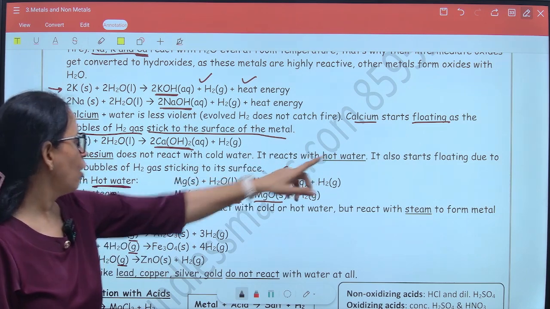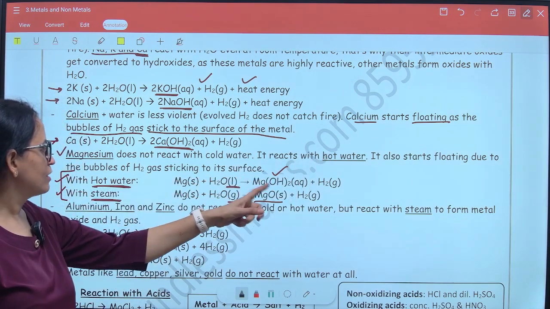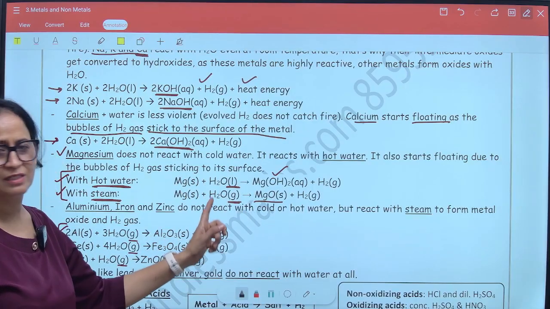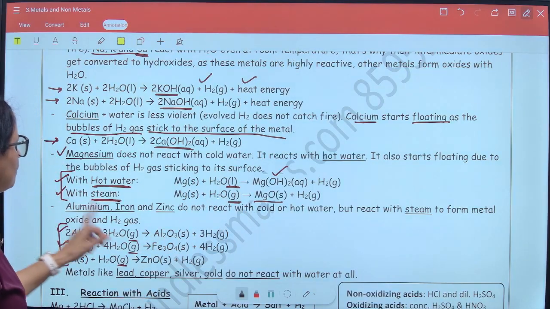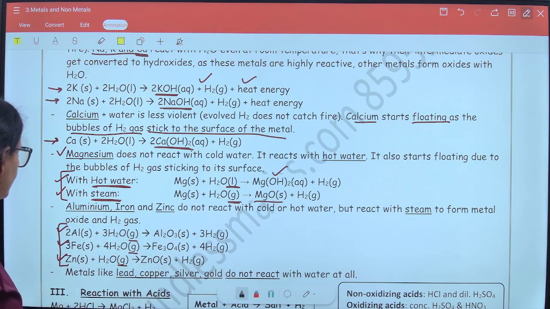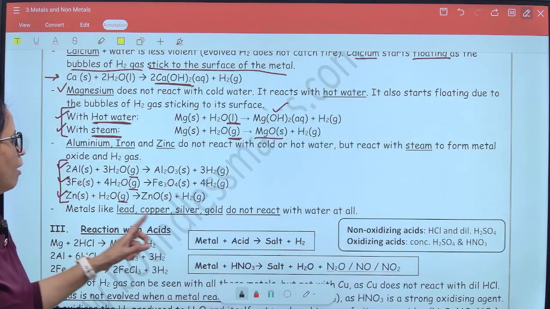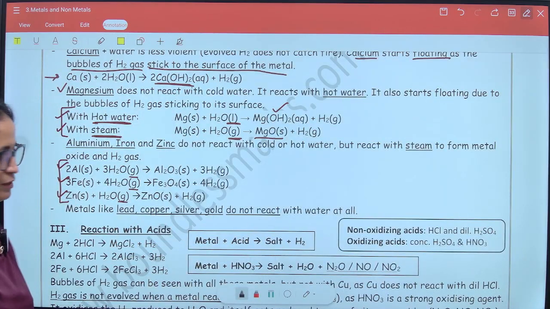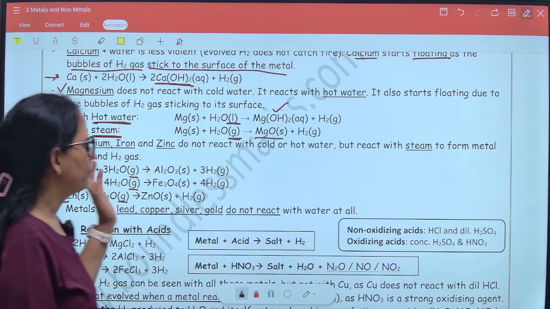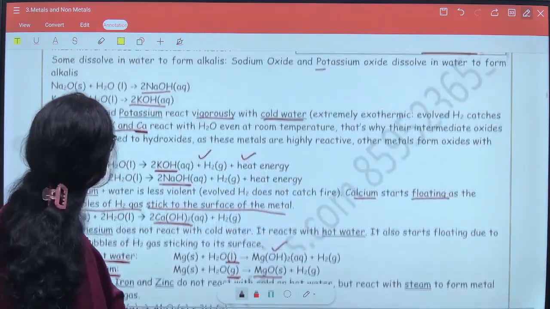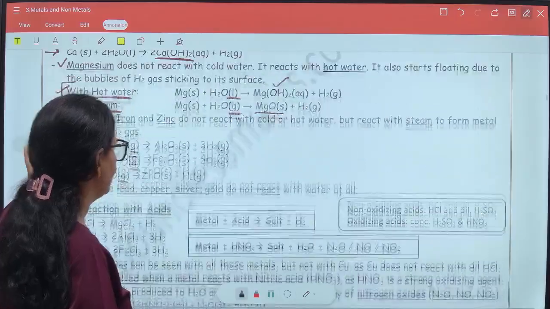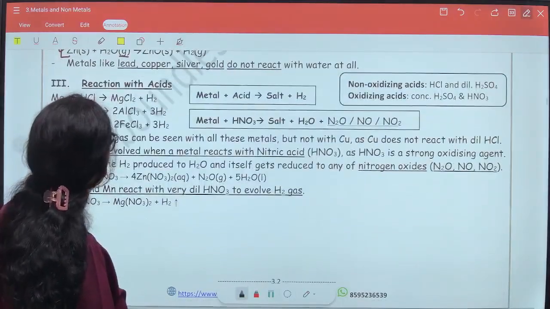It reacts with hot water, it forms hydroxide with liquid water and oxide with steam. Aluminium, iron and zinc react with steam to form their oxides and hydrogen is released. And lead, copper, silver, gold do not react with water at all. So this was the property of reactivity with water for all the metals in the reactivity series. Now let's come to reaction with acids.